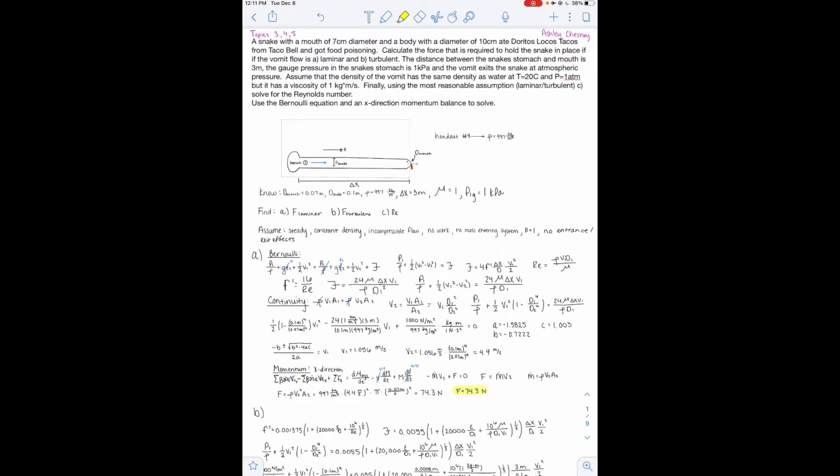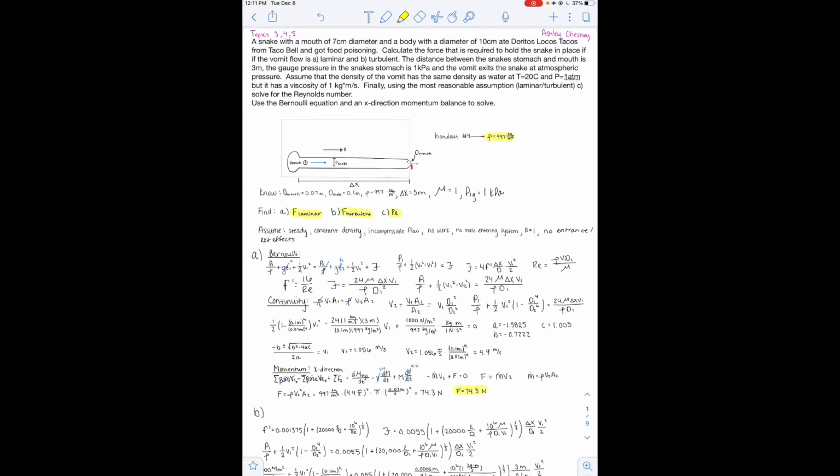For topic number 5, which is internal flow, we are going to use the system of a vomiting snake and then solve a problem for finding the force used to hold the snake in place if the flow inside the snake is laminar, if it is turbulent, and then depending on whether or not the result for laminar or turbulent seems more reasonable, we are to solve for the Reynolds number.